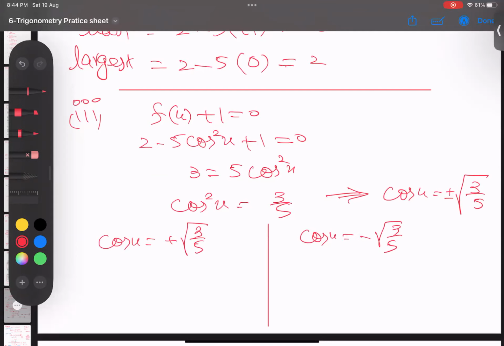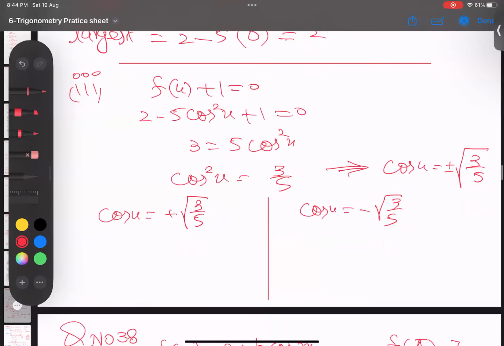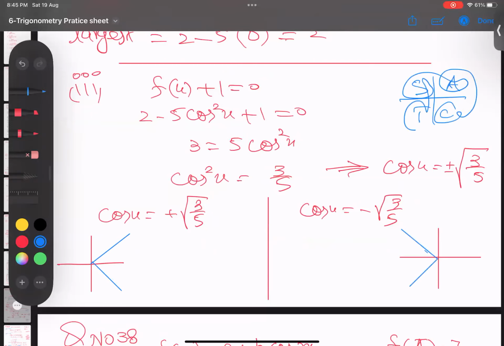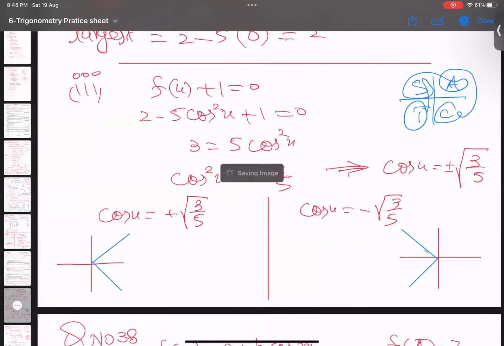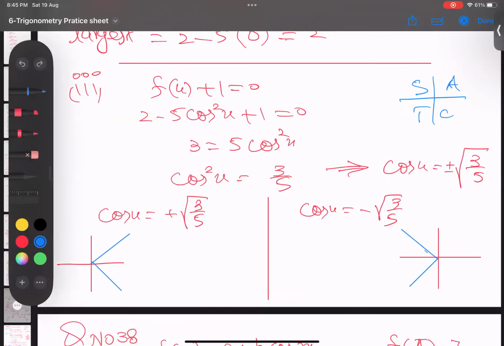And now make sure calculator must be in radian mode. And I make this cross and I make this cross. Why? Because cos is positive where? In first quadrant and fourth. Cos negative where? In second quadrant and the third. Because according to CAST property, C-A-S-T, CAST. C for cos, A for all, S for sine, T for tan. So all students are familiar with this already.